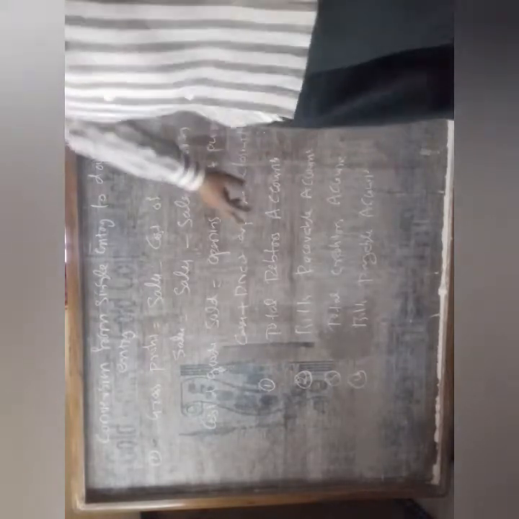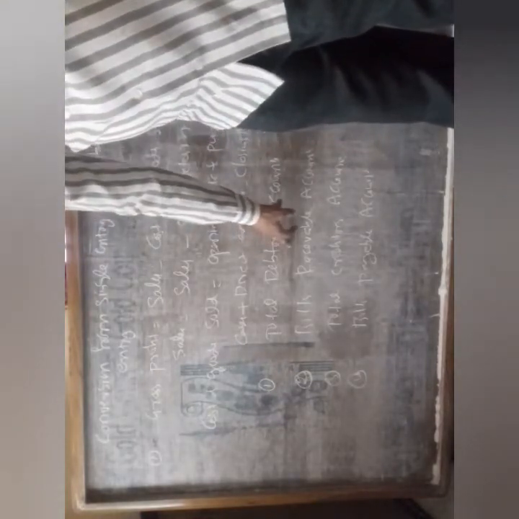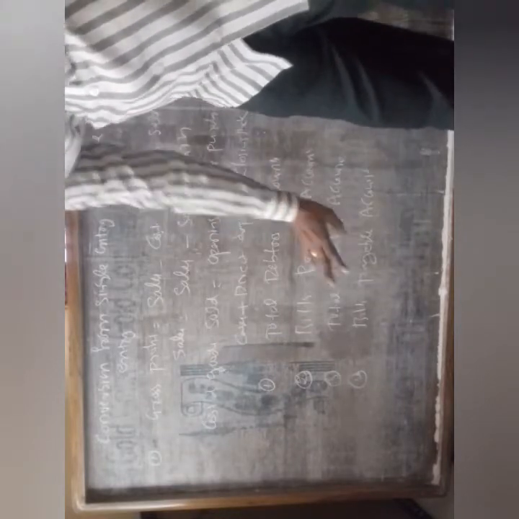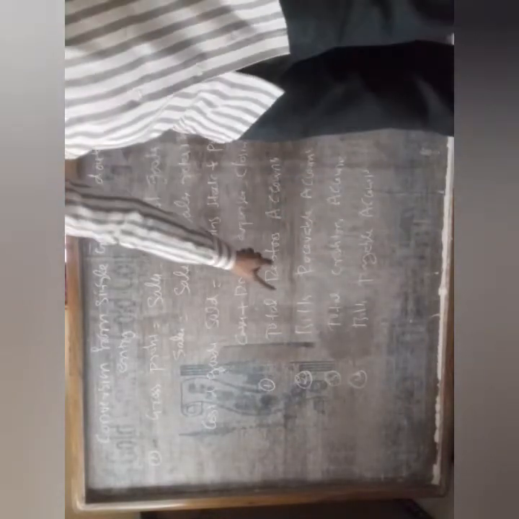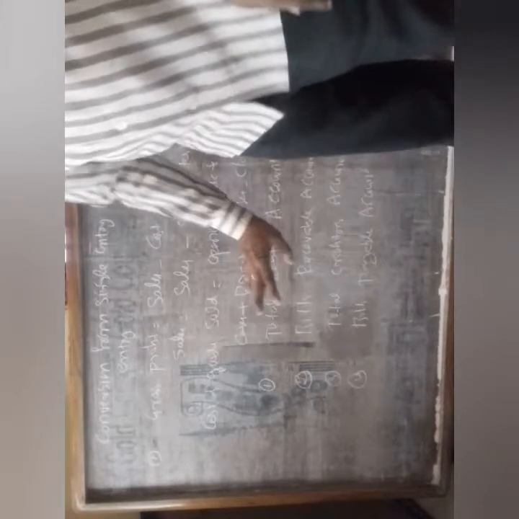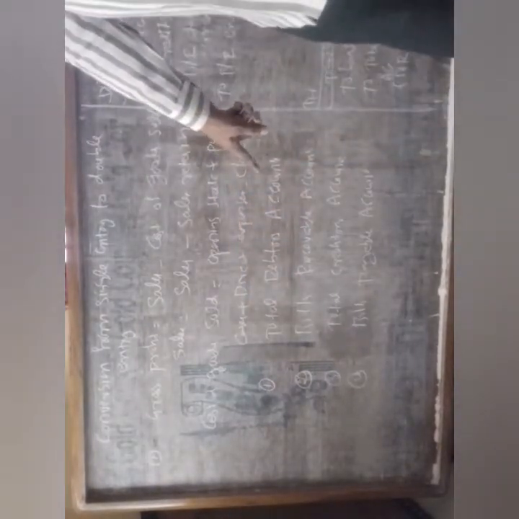So these four accounts we have to prepare: total debtors account, bills receivable account, total creditors account, and bills payable account. Total debtors and bills receivable are assets. Total creditors and bills payable are liabilities accounts. So we have to prepare all these accounts, and we will see each account individually one by one.